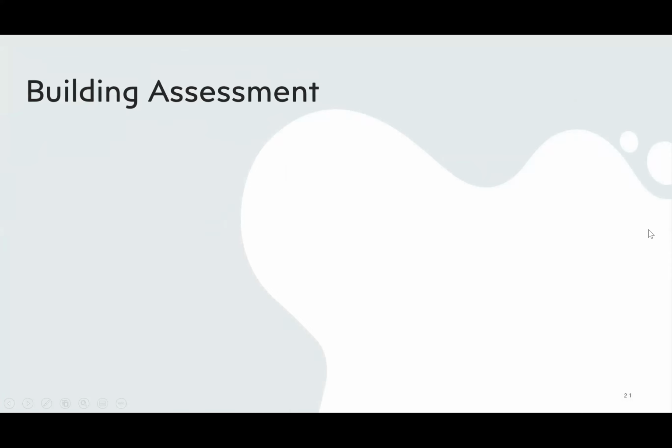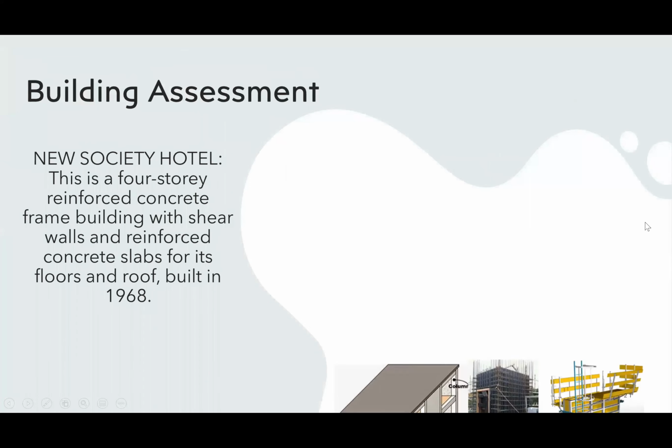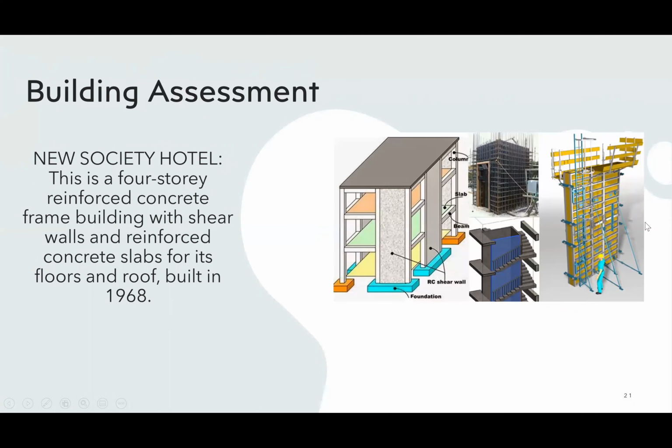We now have the New Society Hotel. This is a 4-story reinforced concrete frame building with shear walls and reinforced concrete slabs for its floors and roofs that was built in 1968. The building collapsed due to various factors, leaving only the frames and walls of the first floor intact. It was said that failure was primarily due to structural flaws.